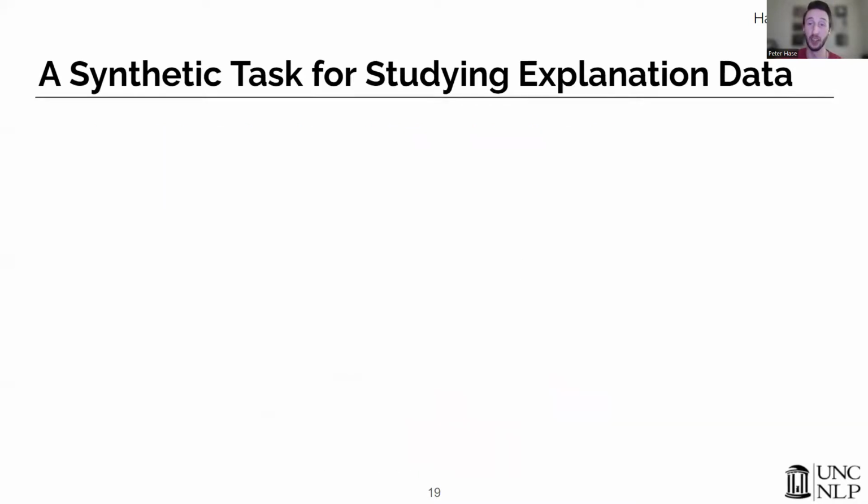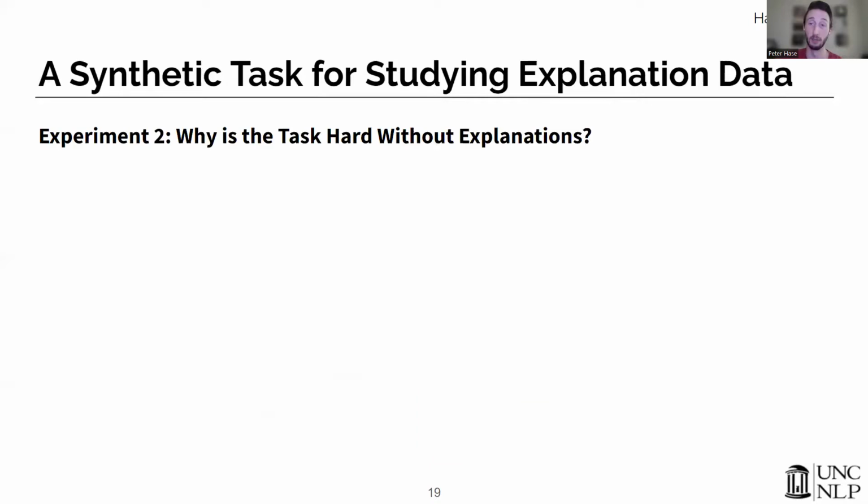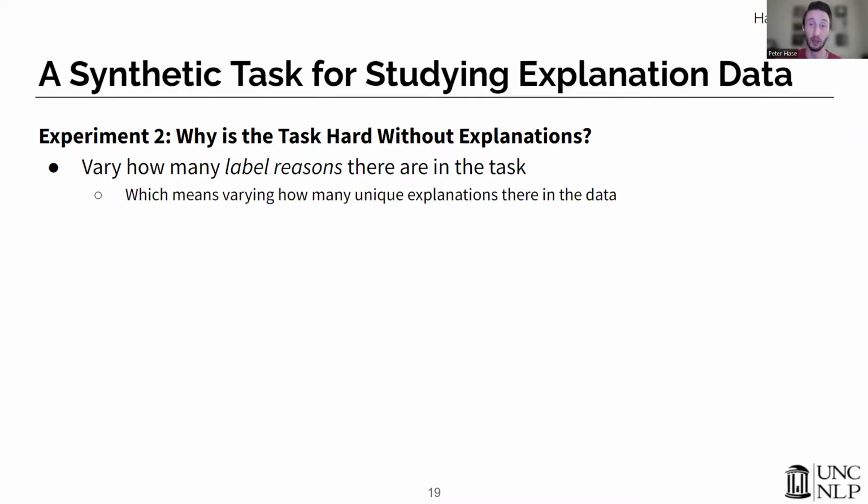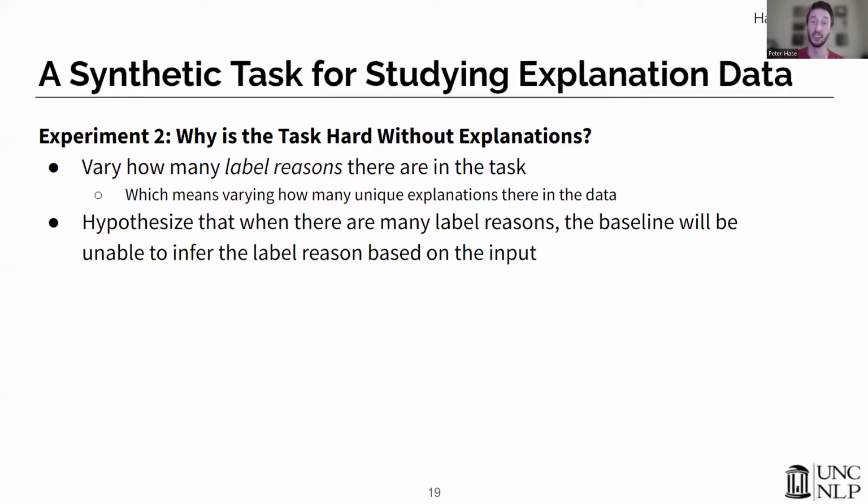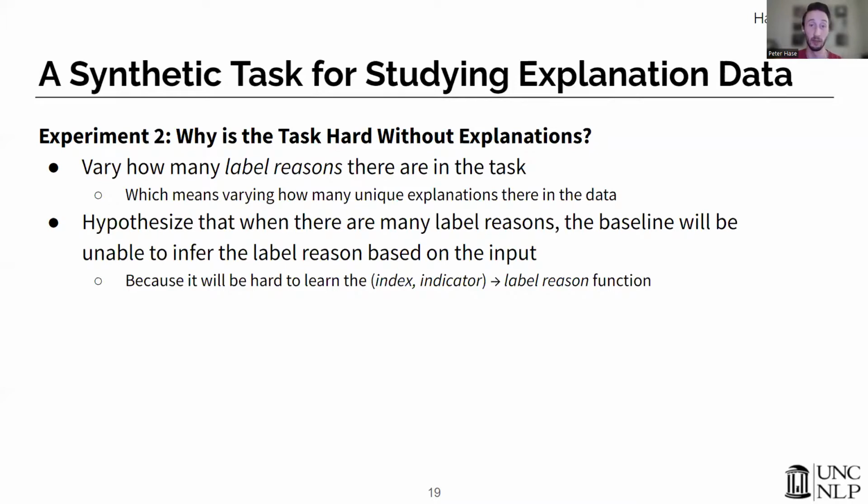Next, we want to better understand why the task is hard without explanations. To do so, we vary how many label reasons there are in the task, which is the number of different integer pairs that might need to be counted. This means varying how many unique explanations there are in the data. So that's what we'll see on our x-axis in a moment. We hypothesize that when there are many label reasons, the baseline will struggle. This is because it will be hard to infer the label reason from the index and indicator values in the input.